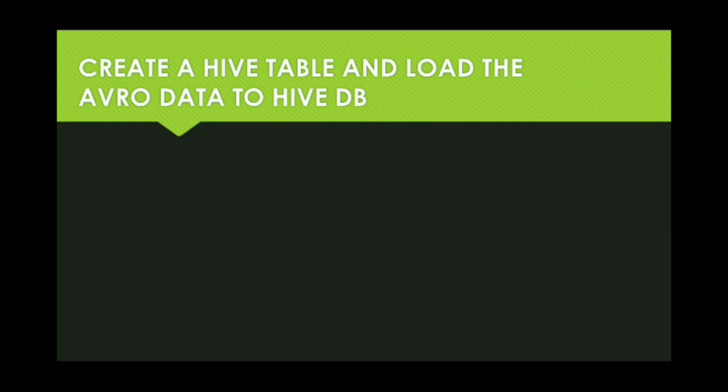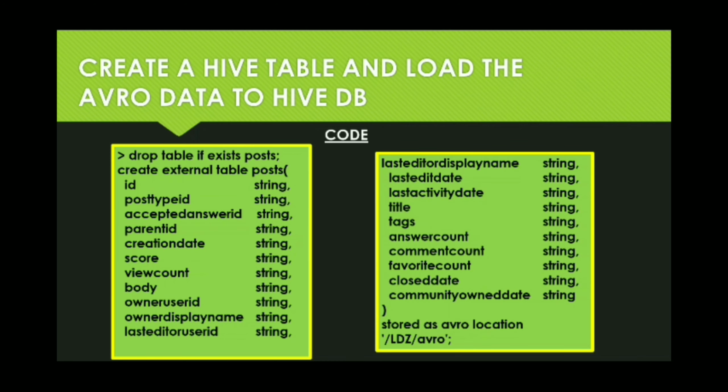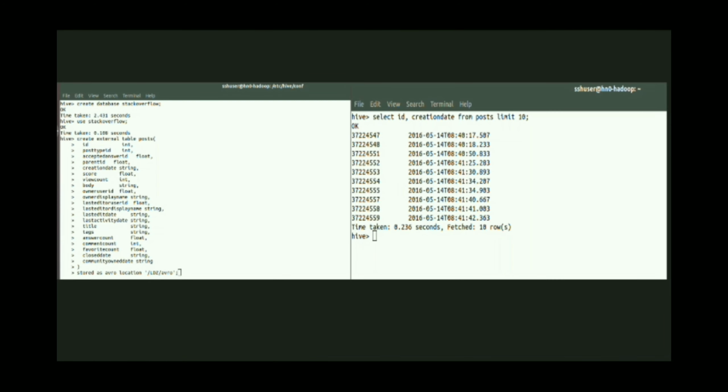So step 1, create a Hive table and load the Avro data into the database. This is the schema for our database table. The first screenshot is of the creation of the database table. The second screenshot is where we confirm the data is loaded properly in our table. So the top selection, ID, creation date, all those are listed below. These are the top 10 records that are shown.